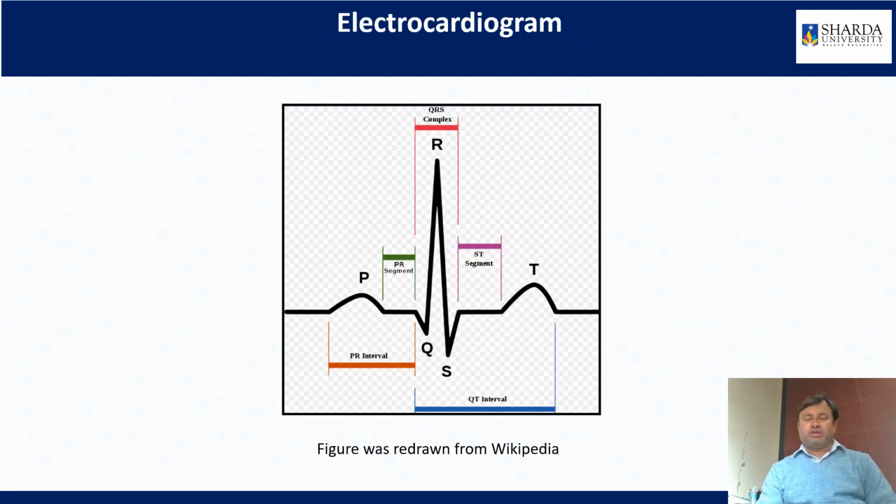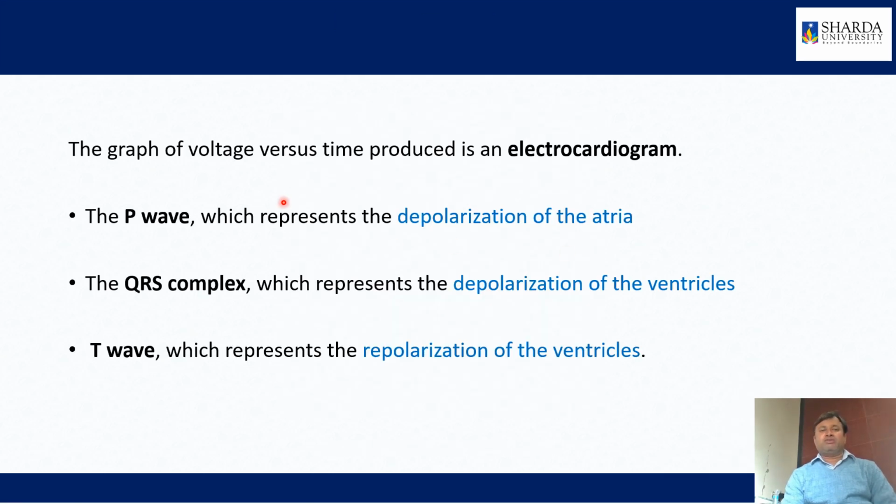So this is the electrocardiogram, showing different waves. This is the P wave, this one the QRS wave, then the S wave, and this is the T wave. Different waves have different significance, so we will study this. The graph of the voltage versus time produced is an electrocardiogram. The P wave represents the depolarization of the atria or auricle, while the QRS complex represents depolarization of the ventricles. The T wave represents the repolarization of the ventricles.